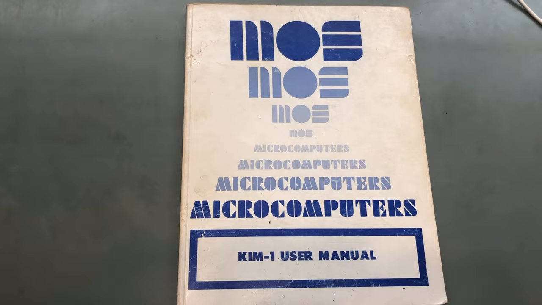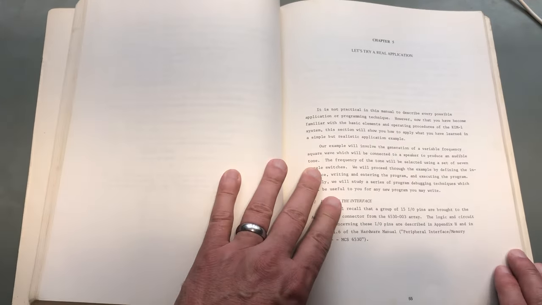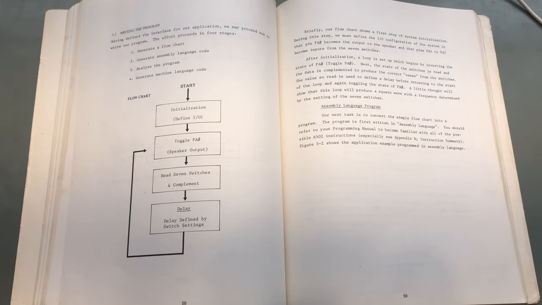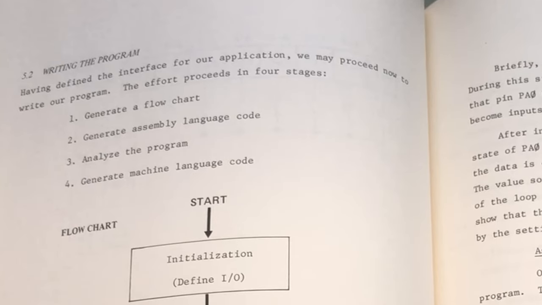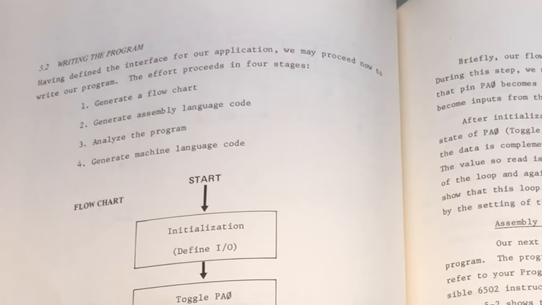Let's write a Hello World program for the KIM-1 so you can see 6502 machine language in action. The KIM-1 user manual has a section on writing an application in Chapter 5. I'll use that as a guide for writing a Hello World program. This looks like a good place to start. The KIM-1 manual suggests 4 steps here, but for our purposes, we can ignore steps 1 and 3. Now, writing the assembly language and then generating the machine language, that'll be enough to clarify the differences between the two for this video.